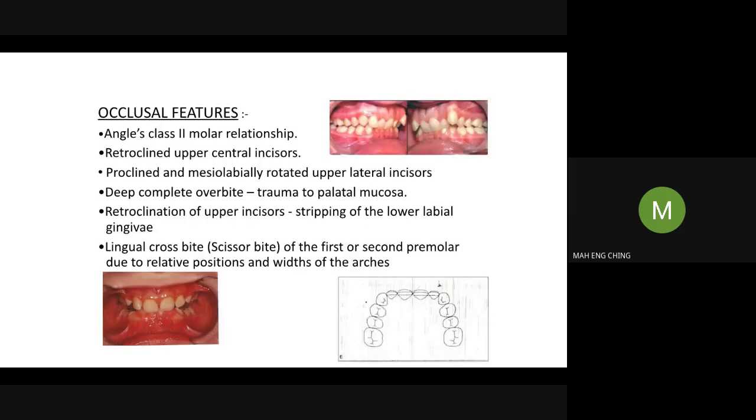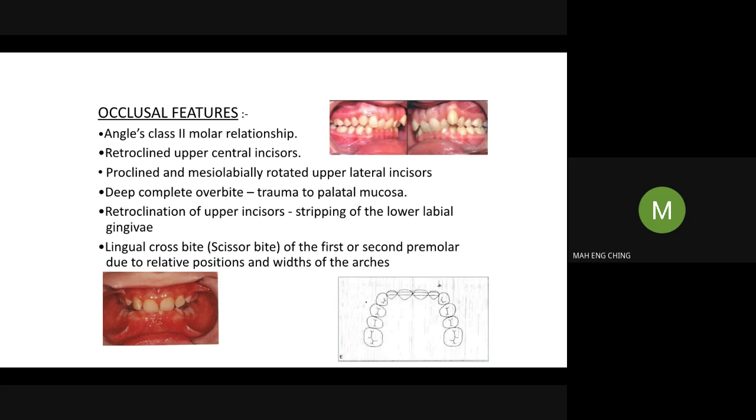So what are the etiological features of this Class 2 Division 2? Class 2 Division 2 is usually not due to habit. Just now we covered the skeletal, dental, and soft tissue factors, but the last thing, habit, is not happening in Class 2 Division 2. In Class 2 Division 1, yes, because with a thumb sucking habit you can push the upper incisor forward and the lower incisor backward. By doing that, you're going to have Class 2 Division 1. But Class 2 Division 2 is usually not due to habit.